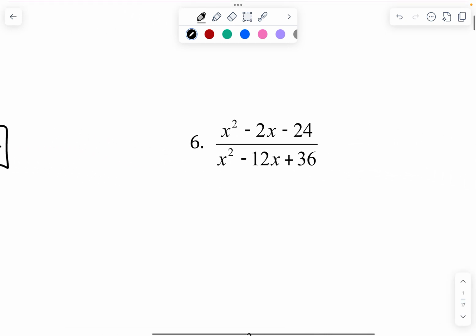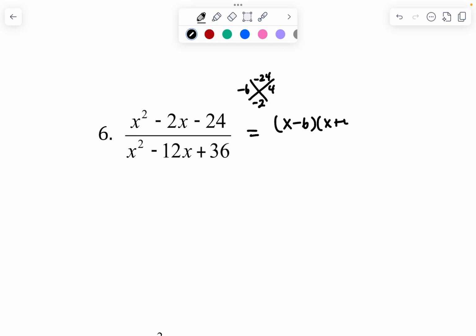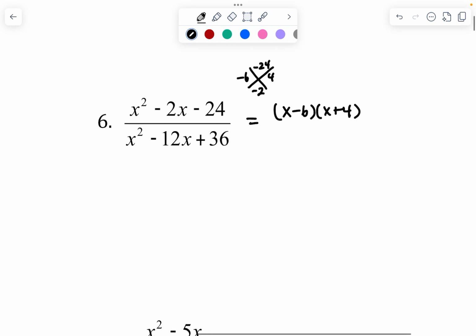Okay, next we have a quadratic trinomial on top and a quadratic trinomial on bottom. And so we're going to factor both. And so on top, two numbers that multiply to negative 24 and add to negative 2 are negative 6, positive 4. So that factors to x minus 6, x plus 4. On bottom, we're looking for two numbers that multiply to positive 36, but add to negative 12. That would be negative 6, negative 6.